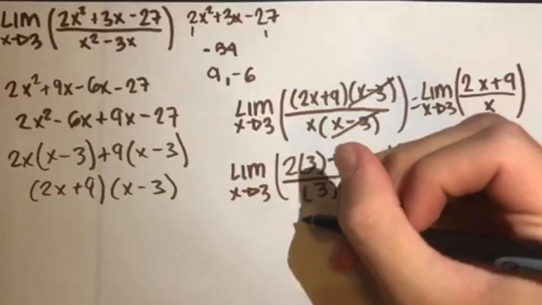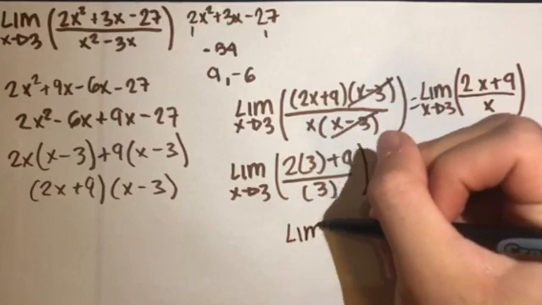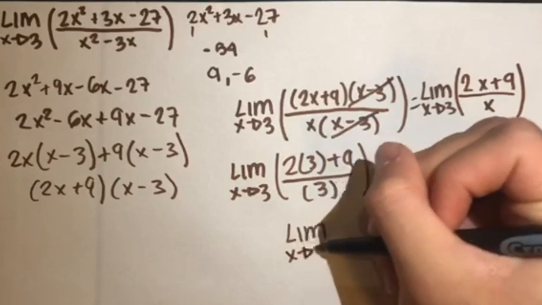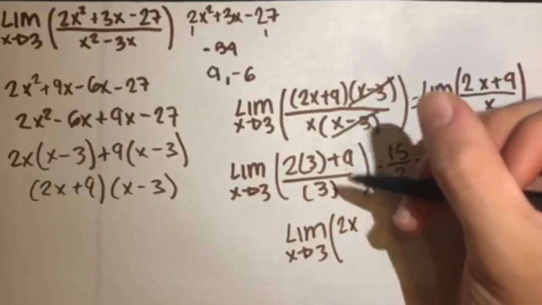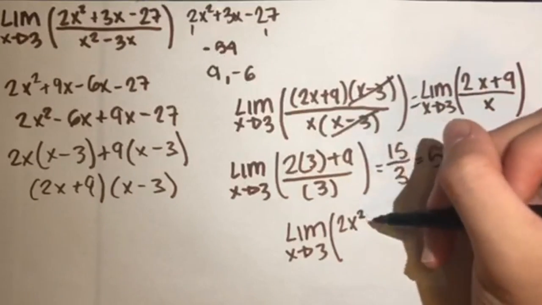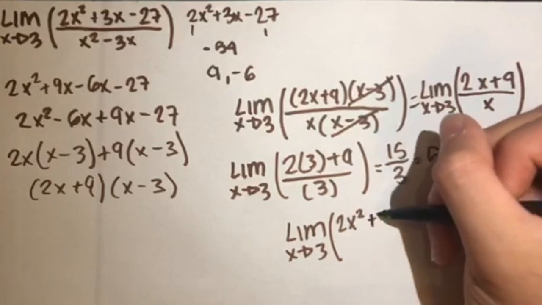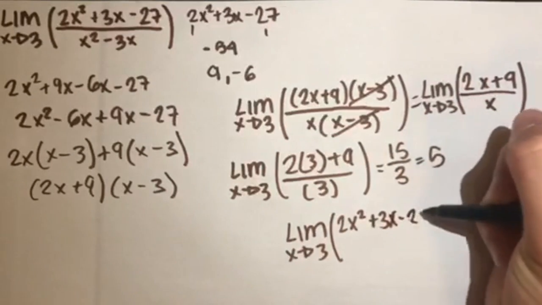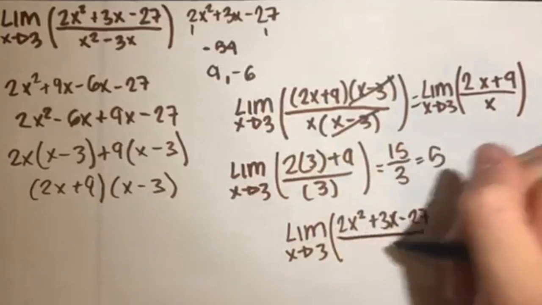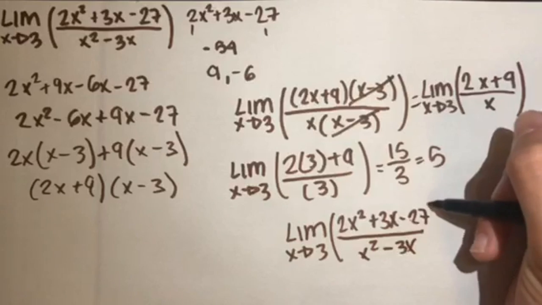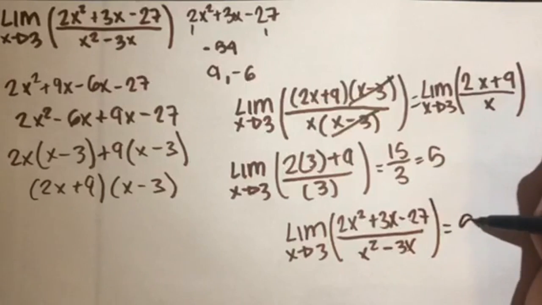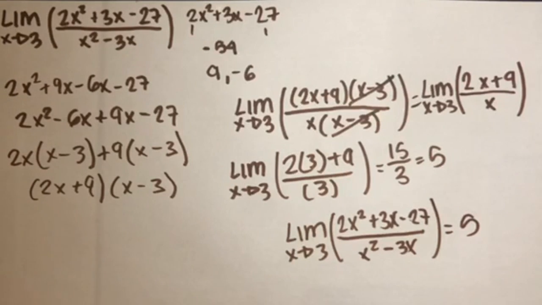So the answer is the limit of x approaching 3. In the numerator, we always write the original, 2x squared plus 3x minus 27, over x squared minus 3x, equals 5. And that is our final answer.